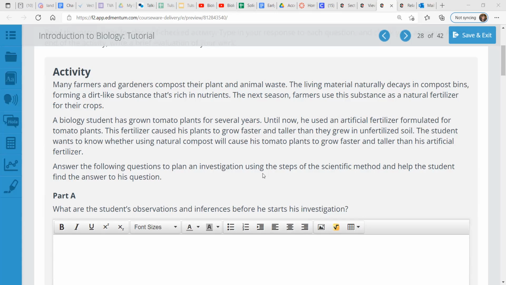Until now, he used an artificial fertilizer formulated for tomato plants. This fertilizer caused his plants to grow faster and taller than they grew in unfertilized soil. The student wants to know whether using natural compost will cause his tomato plants to grow faster and taller than his artificial fertilizer.